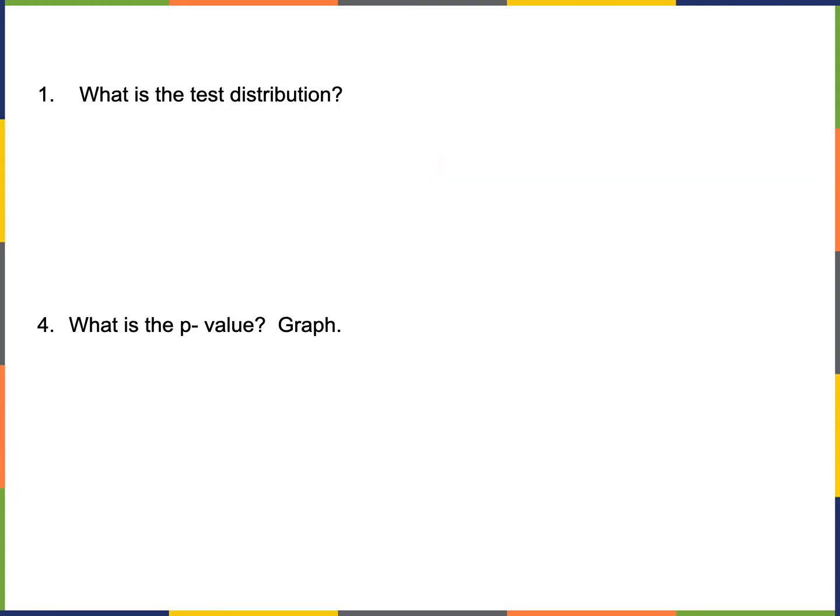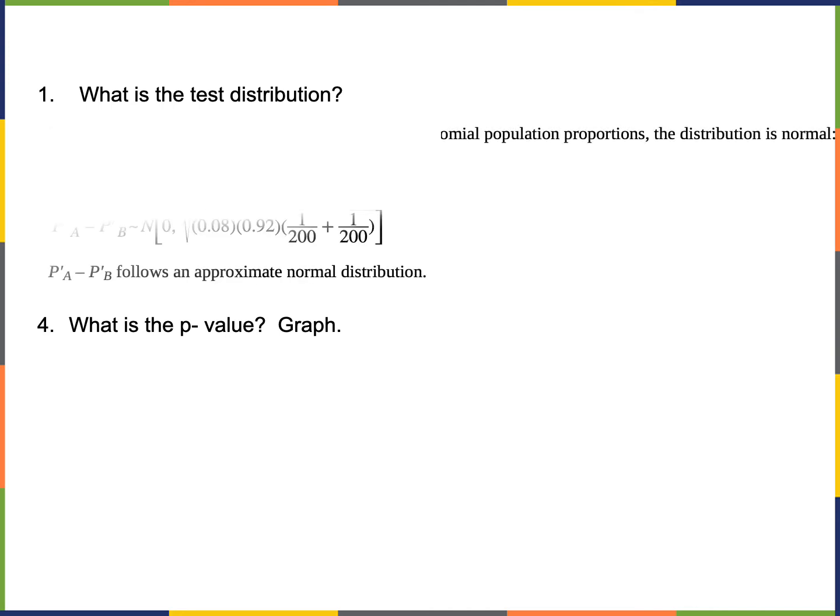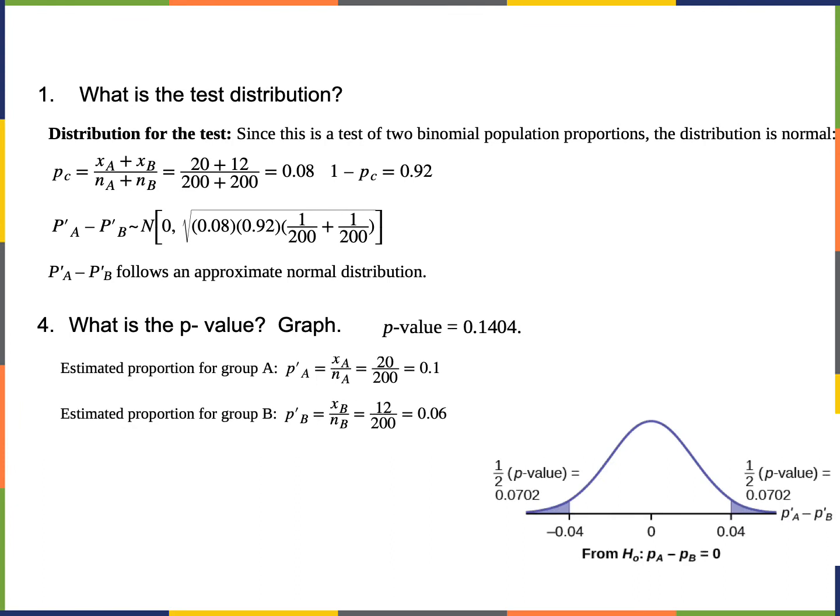What kind of distribution was that? We used a normal distribution. And what's the p-value? The p-value was 0.1404. Here it is. Half of it would be this area and the other half would be the other area.